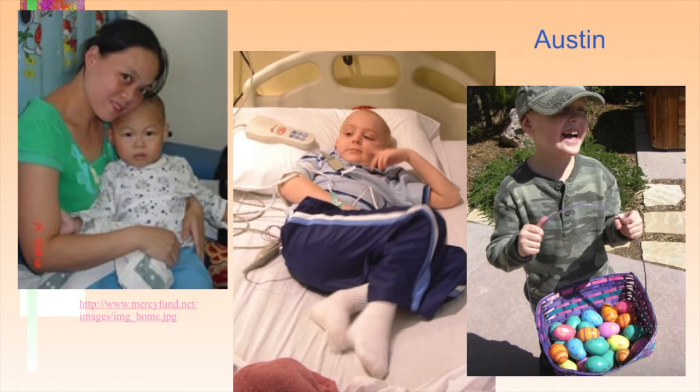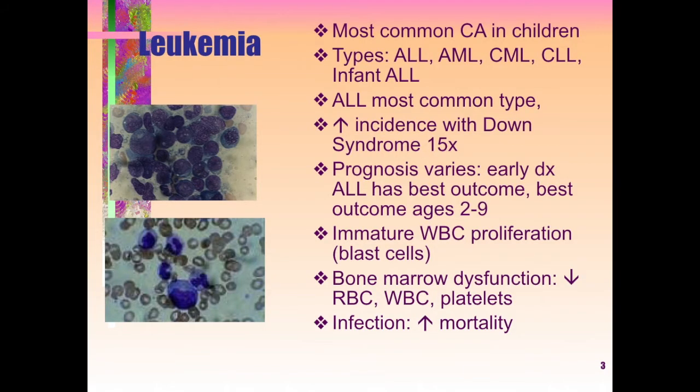They're all young, because leukemia usually affects the younger children. And it is the most common cancer that does occur in children. So we have ALL, AML, CML, CLL, and then infant ALL. So ALL, acute lymphocytic leukemia, is the most common of even all of these types.